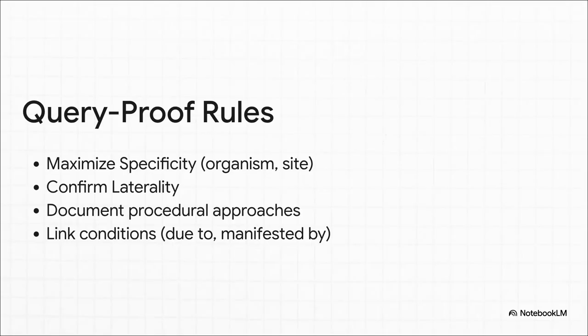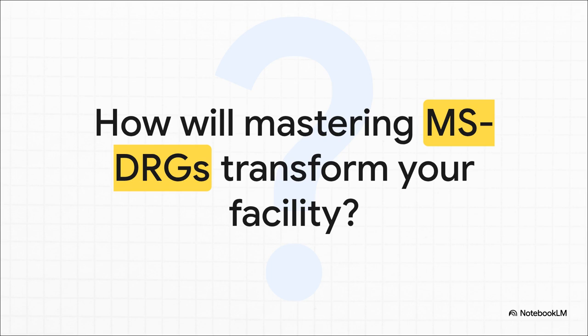So how do we make a chart truly query-proof? First, you maximize specificity. Organism, site, severity. Always explicitly link conditions using phrases like due to or manifested by. For example, diabetic foot ulcer with osteomyelitis. Always confirm laterality for all anatomical sites. Document the precise procedural approach. Was it open or percutaneous? And please, never leave an acute manifestation like acute organ dysfunction tied to sepsis undocumented. When your documentation is pristine, that data tells the true, undeniable story of your hospital's quality and resource utilization.